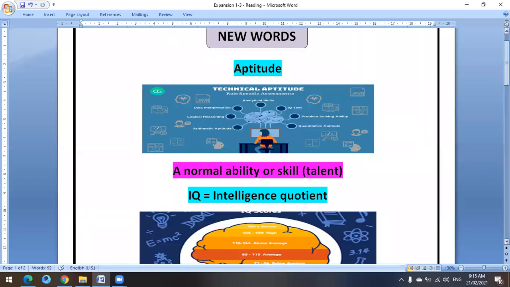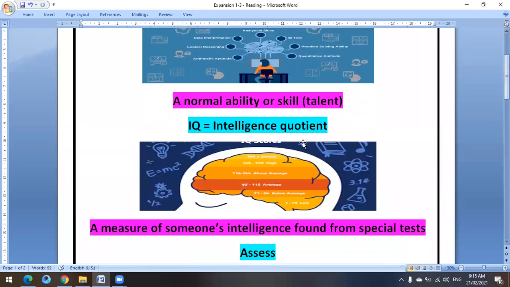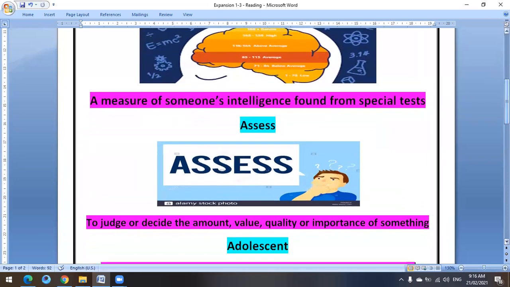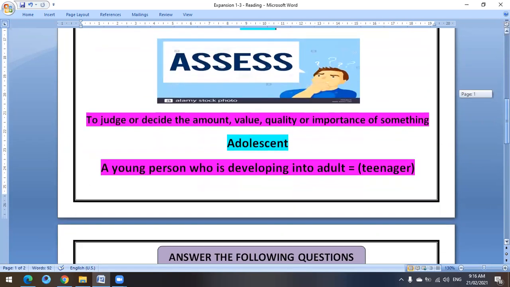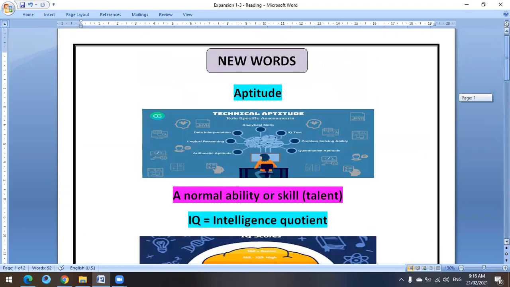Let's read them together. Please repeat after me, all of you. Aptitude. IQ, intelligence quotient. Assess. Adolescent. Okay, so these are the words and these are their definitions.